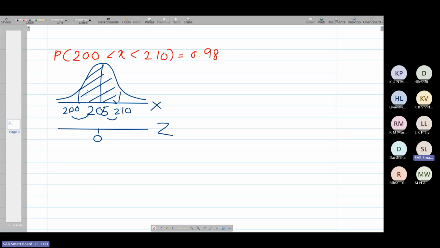That means the two parts on both sides, the two areas, are equal. Understood? The total is 98%. Then one part is 0.49. Then the other part is also 0.49. Altogether 98%.